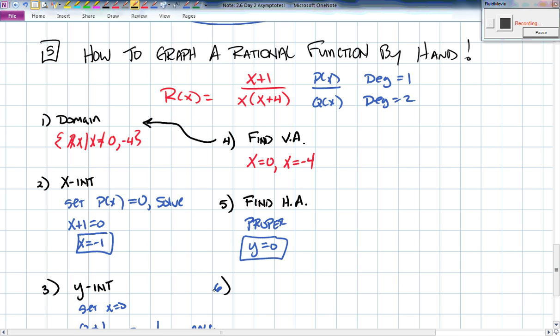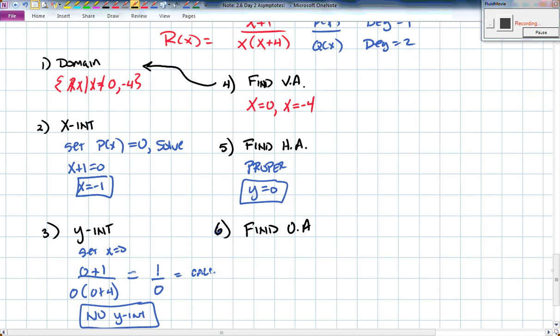Oops, I don't want black there. Okay, step 6. We're going to find the oblique asymptotes. Yes, very good. Now, if there's a horizontal, then you're not going to have an oblique. So there's none for us. You can only have an oblique or a horizontal. You can't have oblique and horizontal at the same time. Okay? All 6 steps. Now we've got to put it all together in a graph.